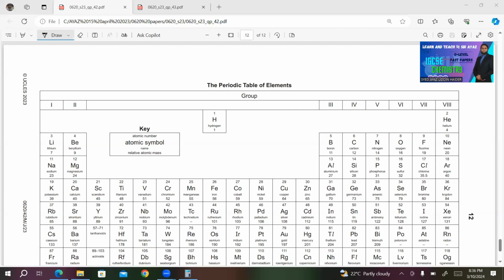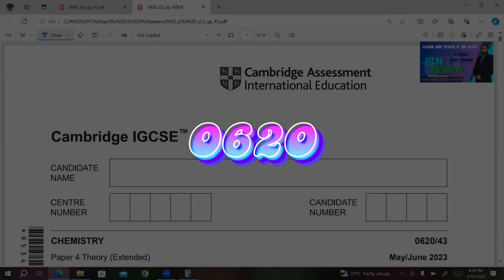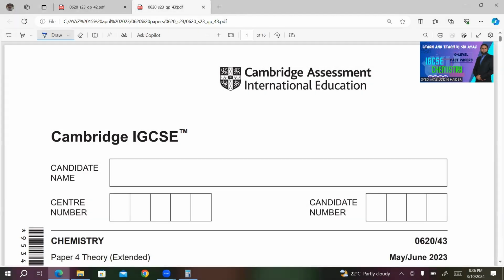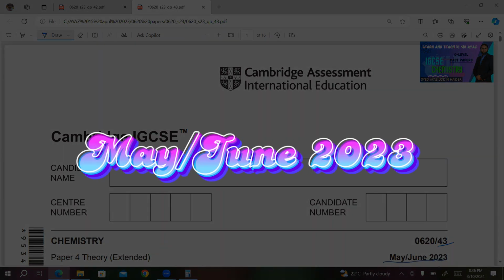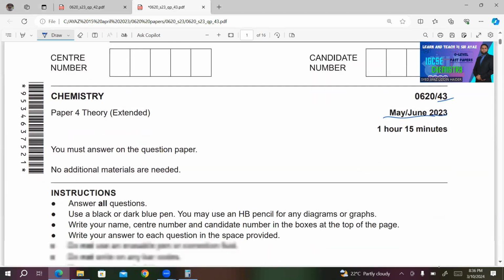So I was doing the past papers 0620 and I'm done till 42. This time I have selected 43 and it's of May-June 2023. So let's start the paper.